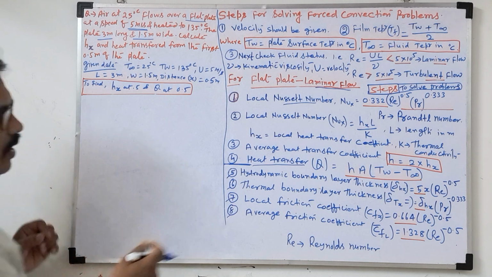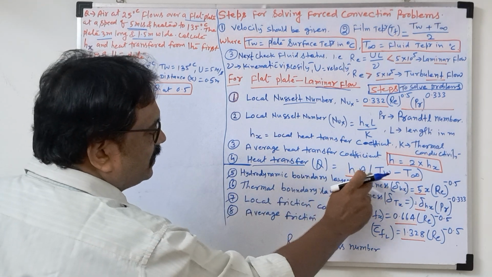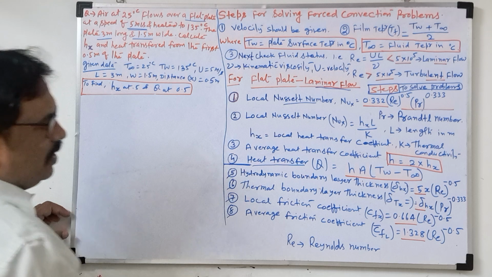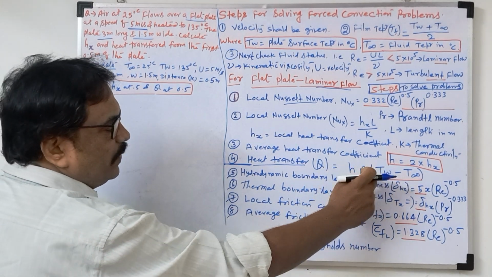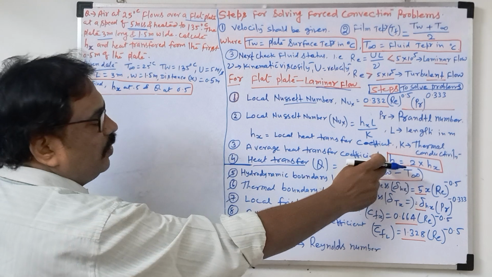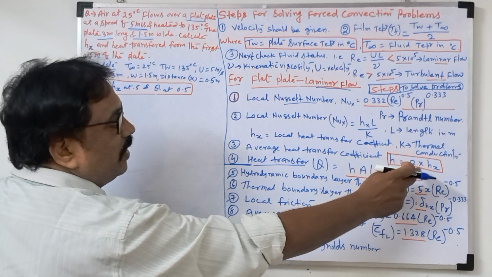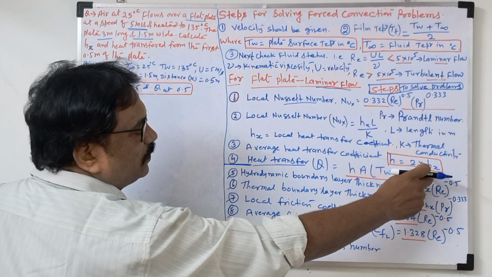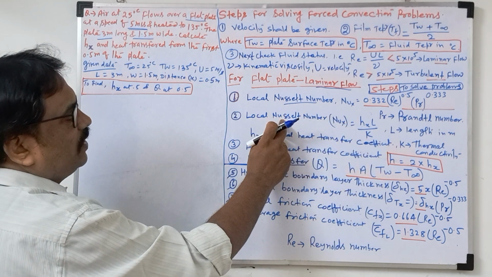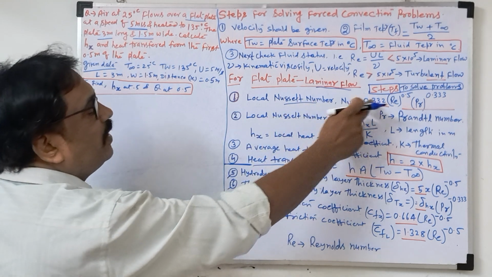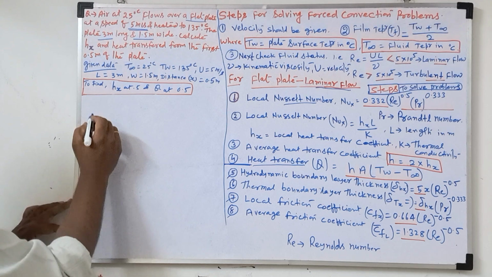So what is the heat transfer formula? Q equals H A (TW minus T infinity). What is the unknown here? H is unknown; area you know, temperatures you know. What is H? The average heat transfer coefficient. For that I need the local heat transfer coefficient. How will we find the local heat transfer coefficient? From the Nusselt number. How will we find the Nusselt number? This is the relation. So what will we write as the first step here?